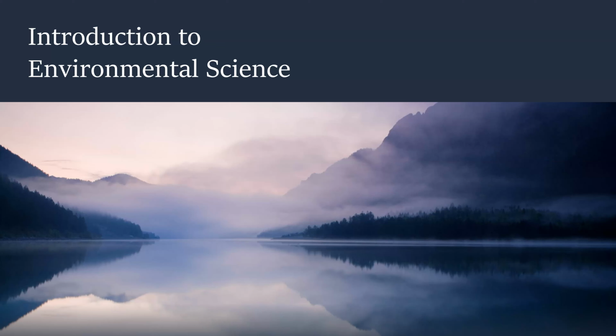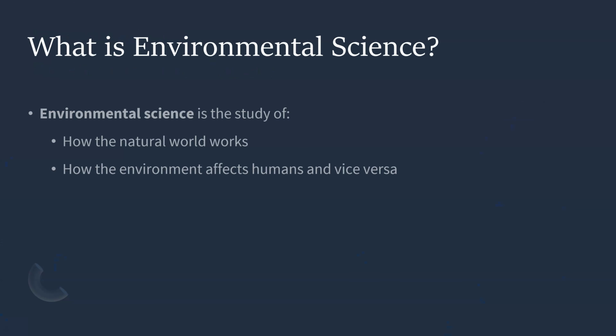This is an introduction to environmental science. So what exactly is environmental science? Environmental science is a study of how the natural world works and how the environment affects humans and vice versa. So anything that you observe in nature is considered environmental science. So it is a very broad science, and it'll cover a lot of different aspects. You'll see some political science, some ecology, some geology, you might see some meteorology. We'll talk about a lot of different things in this class.